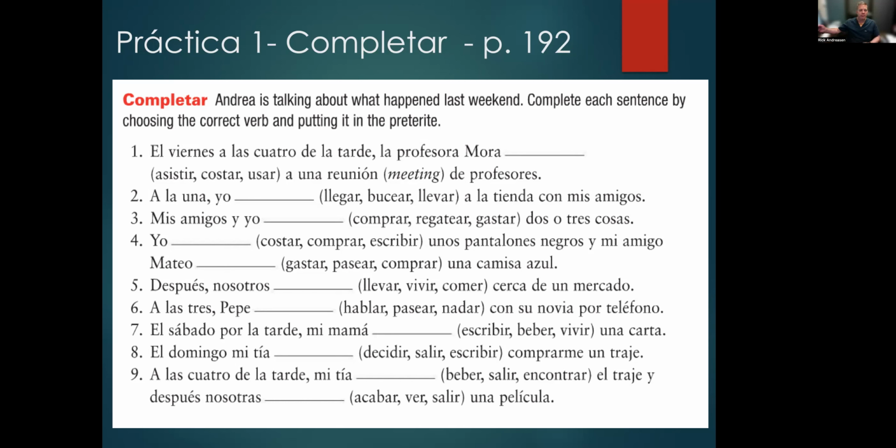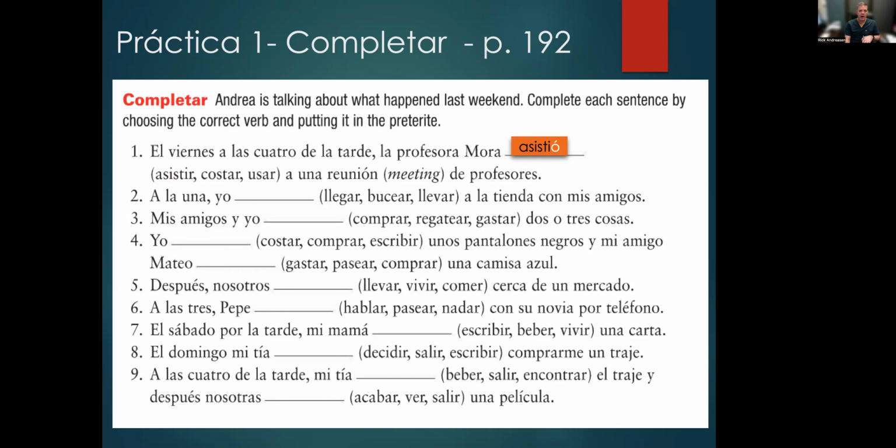Okay, número 1. El viernes a las 4 de la tarde, la profesora Mora blank a una reunión de profesores. I'll tell you there are a couple of contexts there that will help you, because the word a in it will signal that it's going to be asistir. Since la profesora Mora is third person singular, the ella form, it's: la profesora Mora asistió a una reunión de profesores. So in the past tense.